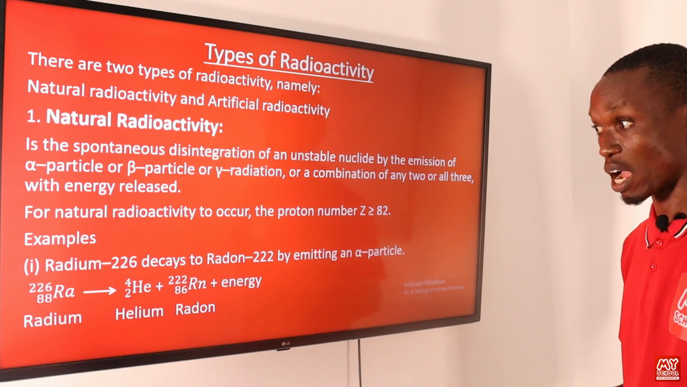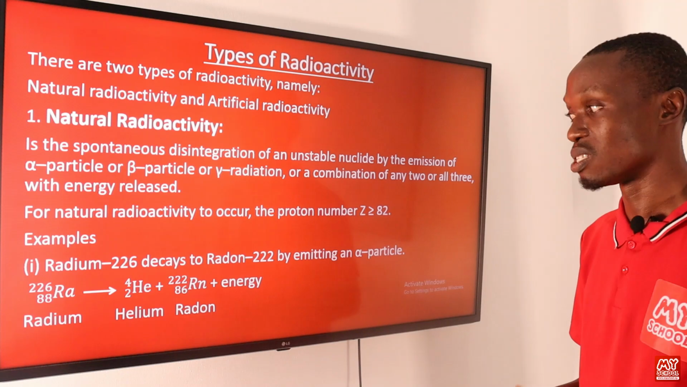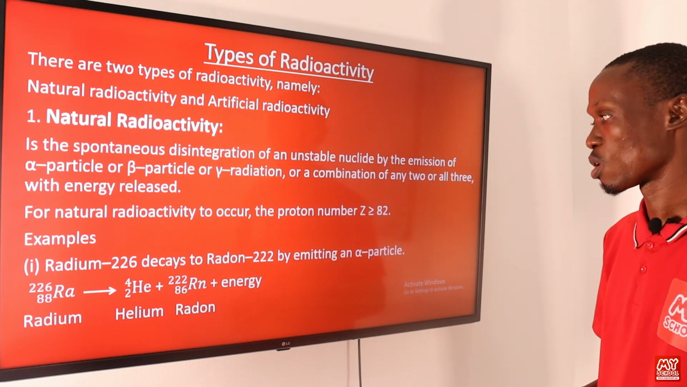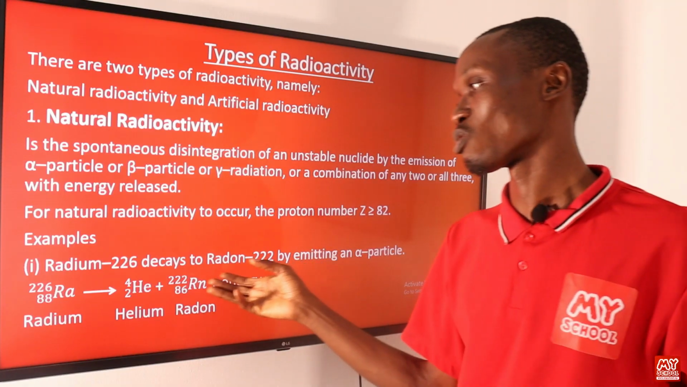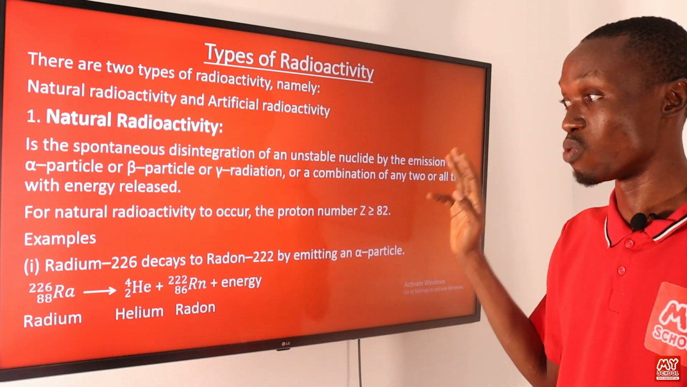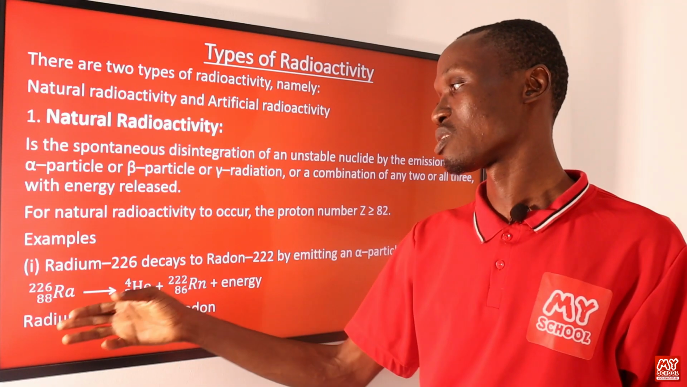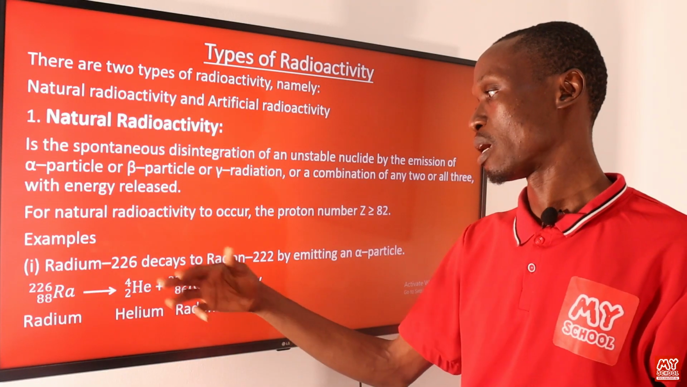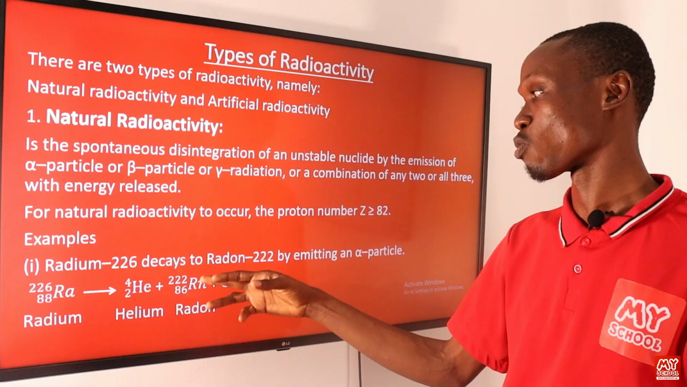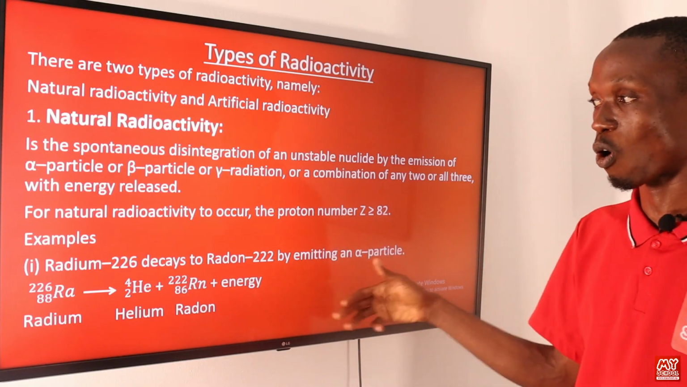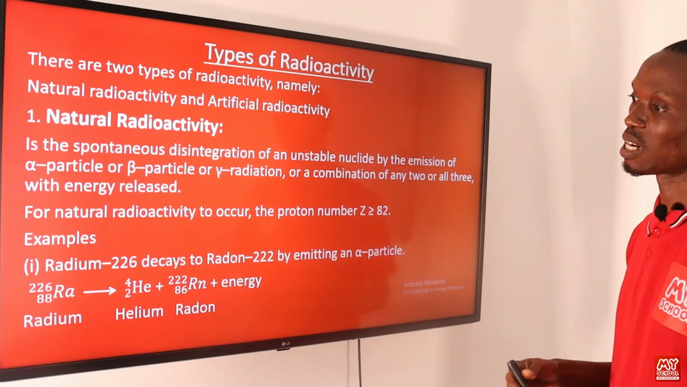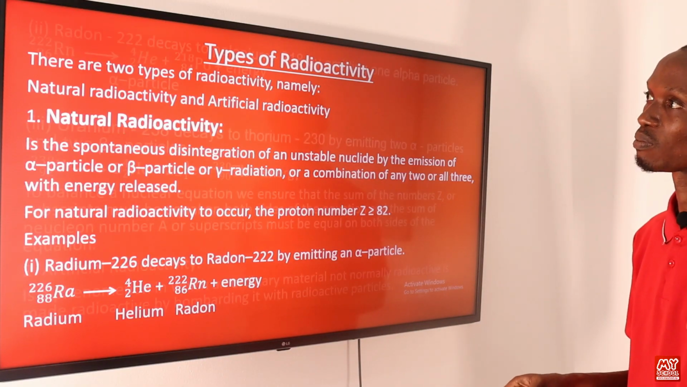So example 1 is radium-226 decays to radium-222 by emitting an alpha particle. Okay, so this is just the equation for the reaction. This is radium-226 emitting an alpha particle to produce radium-222, plus the release of energy. Now let's move to the next slide to see more examples.